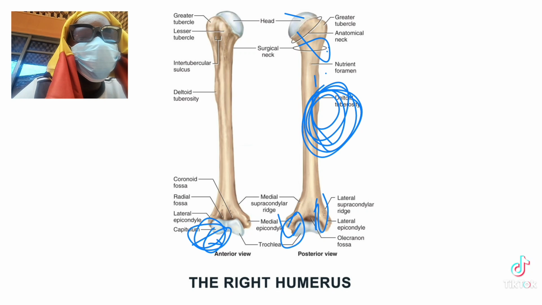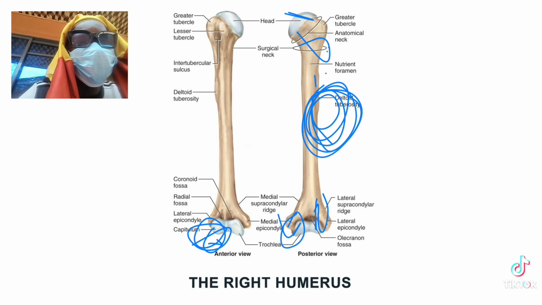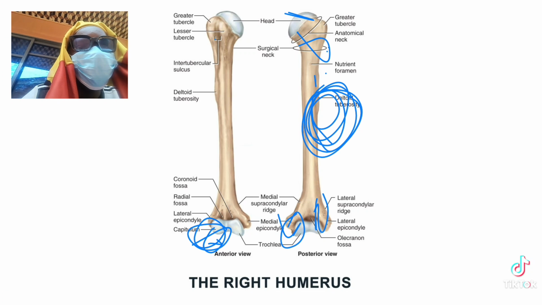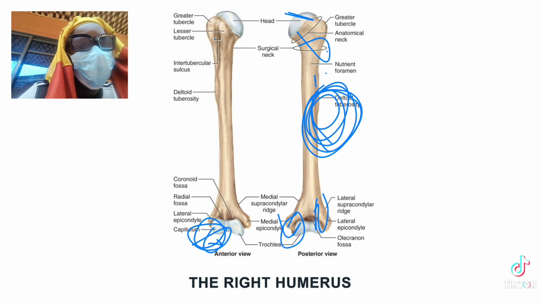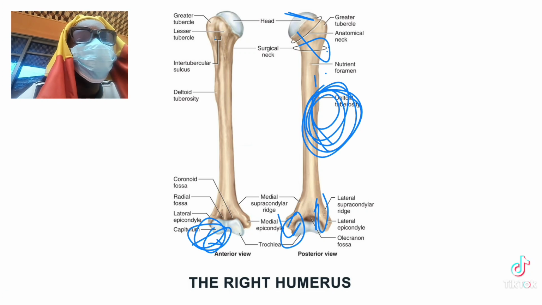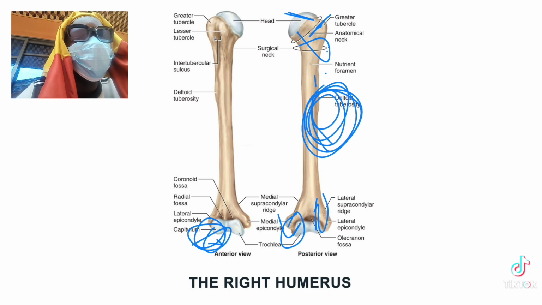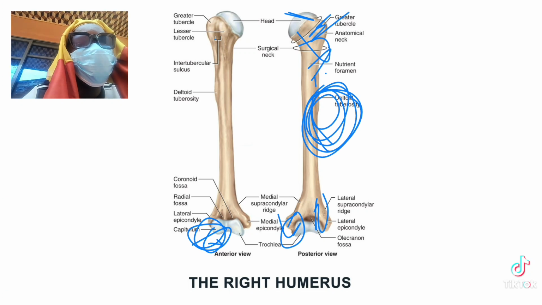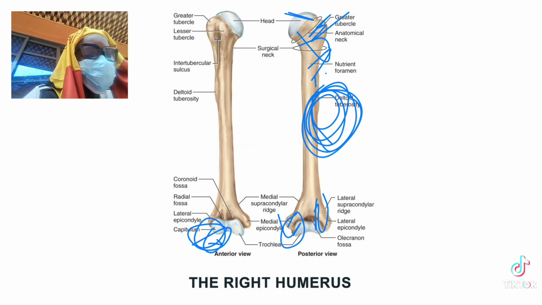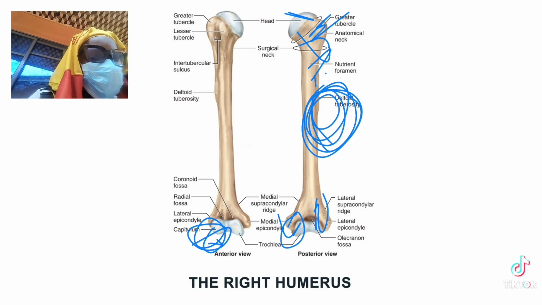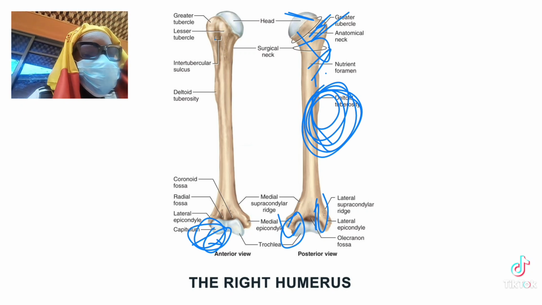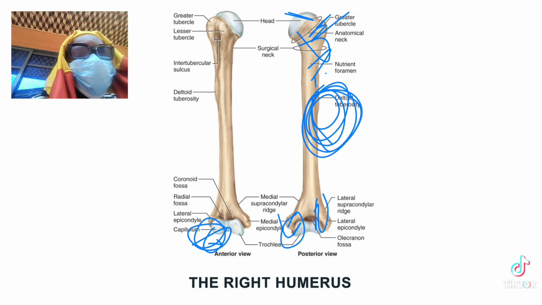So this is the head, this is the greater and the lesser tubercle. You are seeing the screen. You should know the muscles that attach at the greater tubercle and the lesser tubercle. Then you are good to go. I think that's all I have to say in this humerus. So now let's go into the next one.